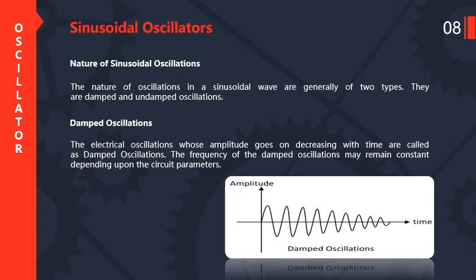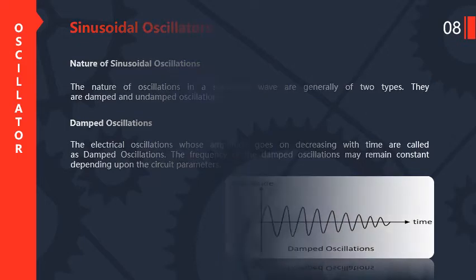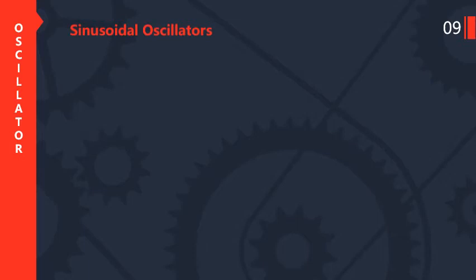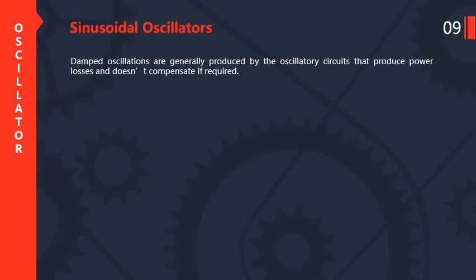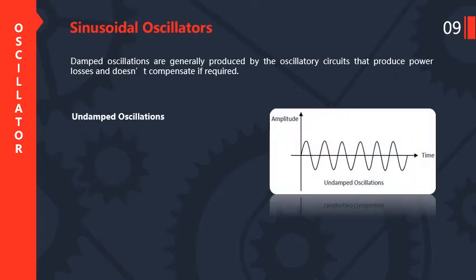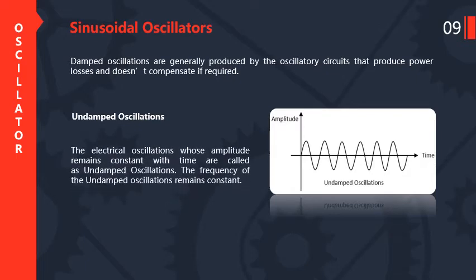Okay, let us see the second. Damped oscillations are generally produced by the oscillatory circuit that produces power loss and doesn't compensate for it. Second is undamped oscillation. This is the waveform of undamped oscillations. The electrical oscillations whose amplitude remains constant with time are called undamped oscillations. The frequency of the undamped oscillation remains constant.